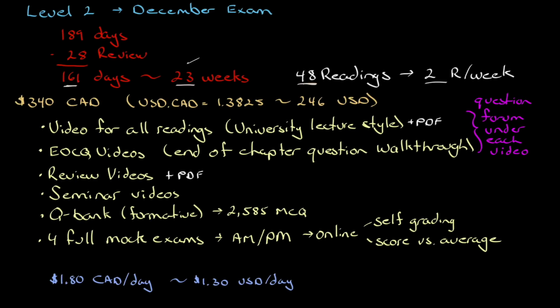So this is really a promotional video for what we do, and me making my case of why we make sense. We charge $340 Canadian for level 2, given the current exchange rate at 138.25. That's $1 US is 138.25 Canadian. That's about 246 US dollars. And what is your 246 US dollars buying you?